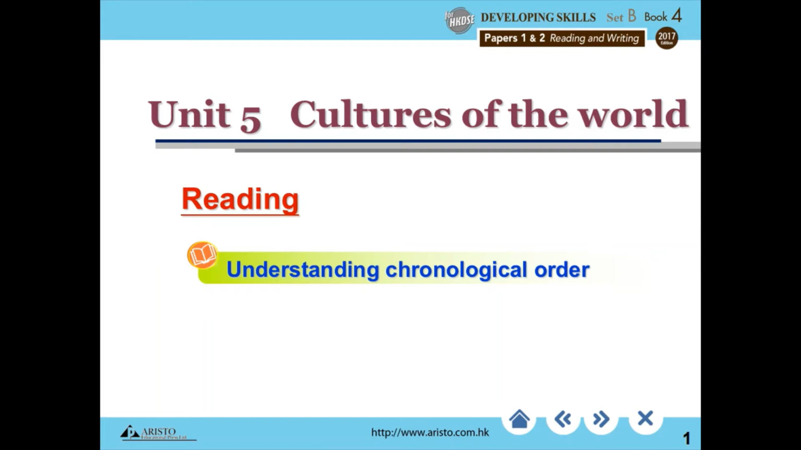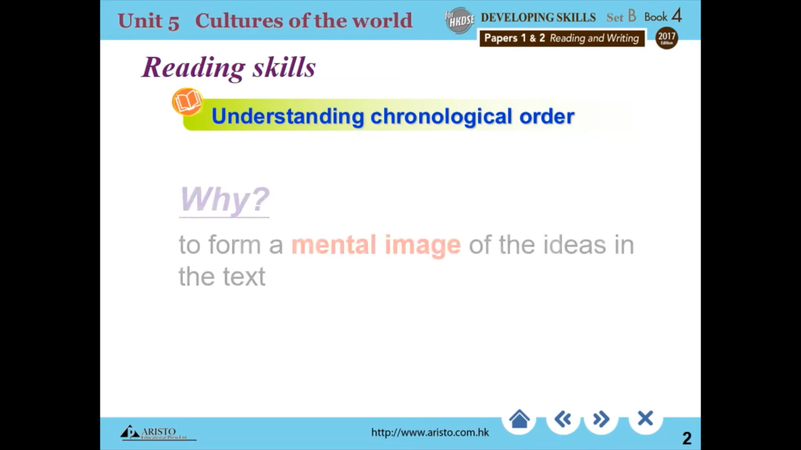In Unit 5, you'll learn to understand chronological orders of events discussed in a text. We'll take a look at what this reading skill is and how to apply it in the Paper 1 exam. You may ask, why do we need to understand chronological orders in a text? We do this because it can help us form a mental image of the ideas in the text.